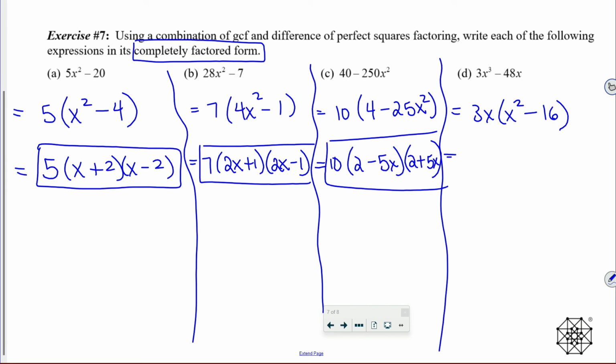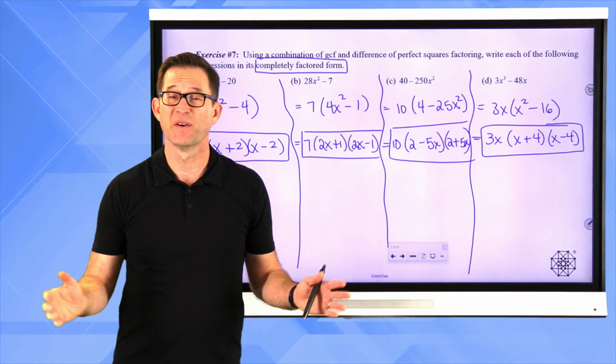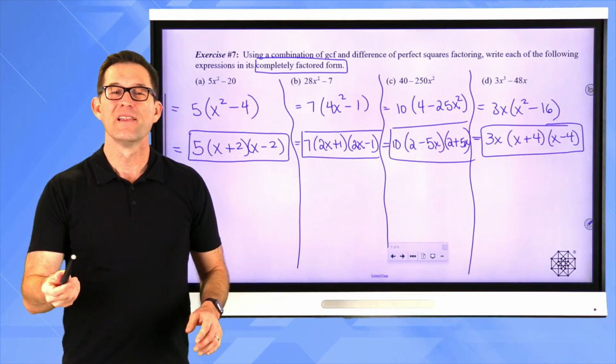Now what remains inside of the parentheses is the difference of perfect squares, so I can write this as 3x times x plus 4 times x minus 4. And that's it. All right, we have it. Let's summarize the lesson.